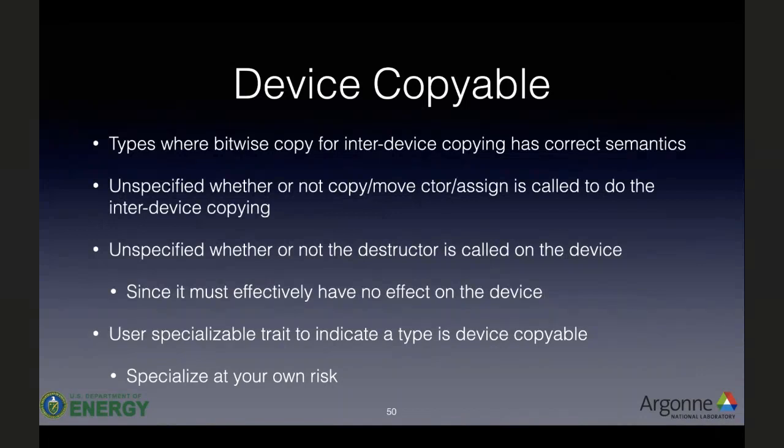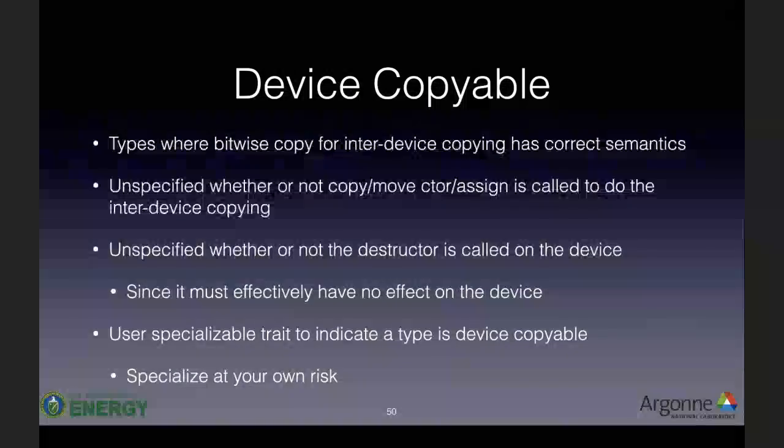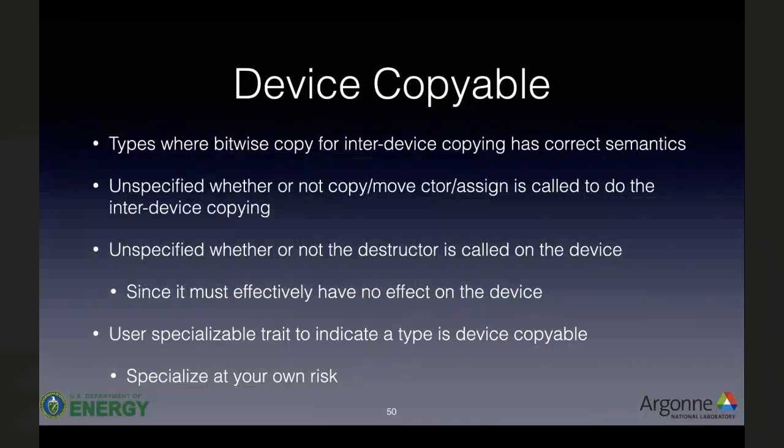And it's unspecified for the same reason whether or not the destructor is called on a device, because the destructor has no effect. Users can specialize this trait to indicate that a type is device copyable, but you're doing that at your own risk, right? When you do that, you are asserting to the compiler that this is a type where bitwise copying has correct semantics. If that assertion is wrong, this is undefined behavior and a bug, and it could be a hard to find bug. And again, it may not be a bug today, but a compiler later in the future could be optimizing based on that.